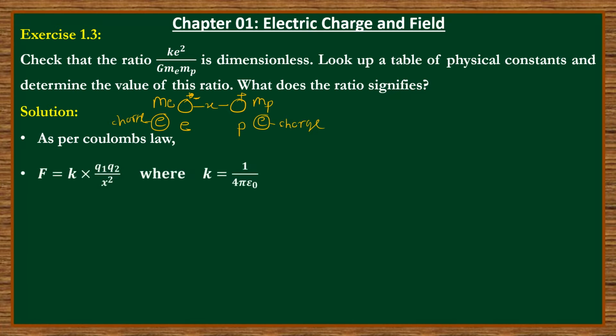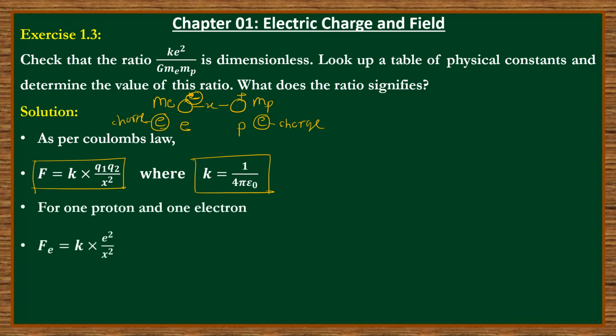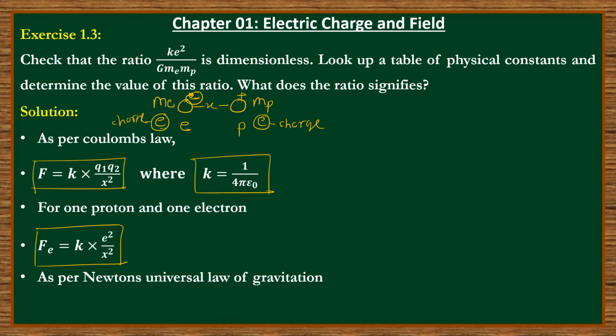As per Coulomb's law, the force is k q1 q2 by distance squared, where k is this value. Here q1 and q2 are the charge on the electron and the charge on the proton, the same charge e. So this will be k e into e, over x squared. One is positive, one is negative, so the force is attractive, but here the magnitude of the force will be k e squared by x squared.